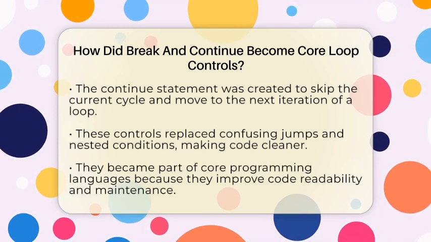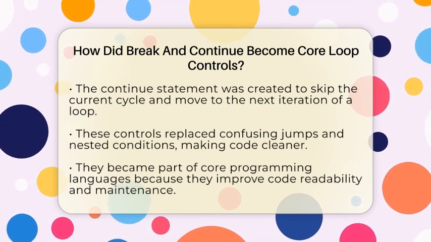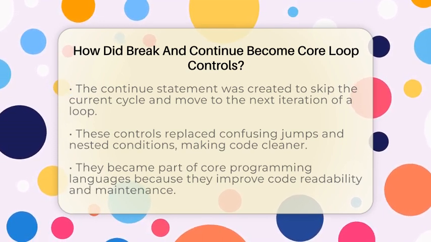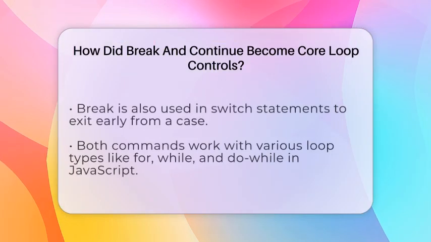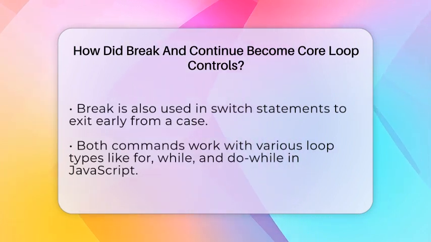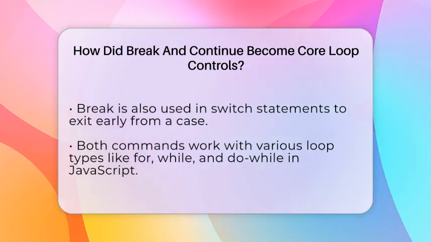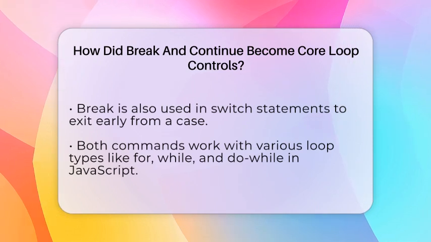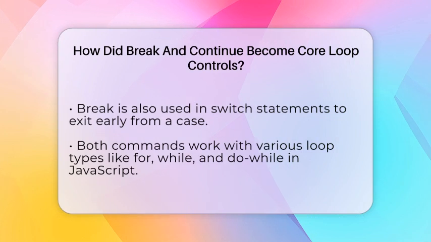These controls became part of the core because they make code cleaner and easier to understand. Instead of writing complicated nested conditions or using confusing jumps, programmers can now tell the program exactly when to stop or skip. This is especially useful in data structures and control flow, where loops are used to process arrays or objects. In JavaScript, these commands work with all kinds of loops like for, while, and do-while. Break can also be used in switch statements to exit early.